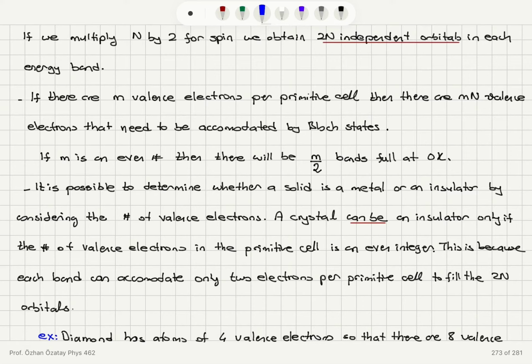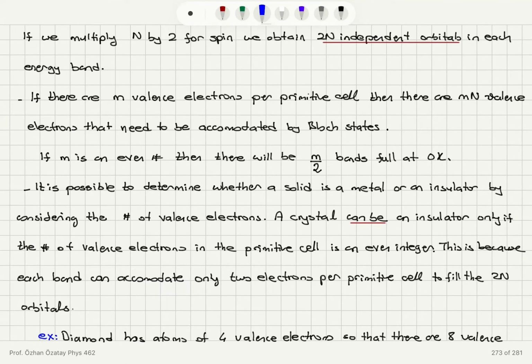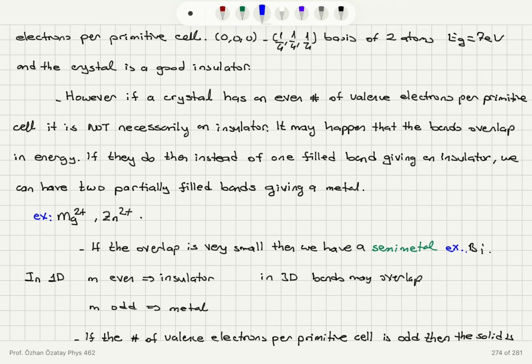As an example, diamond has atoms with 4 valence electrons, for example silicon. So there are 8 valence electrons per primitive cell. If you remember, we have a 2-atom basis for the diamond, 0, 0, 0 and 1/4, 1/4, 1/4. The band gap of diamond is 7 electron volts, and the crystal is a good insulator because you have a full band. You have two atoms per basis and 4 valence electrons per atom. So we have 8 valence electrons per primitive cell, which is an even number, and it does turn out to be an insulator with a large band gap.